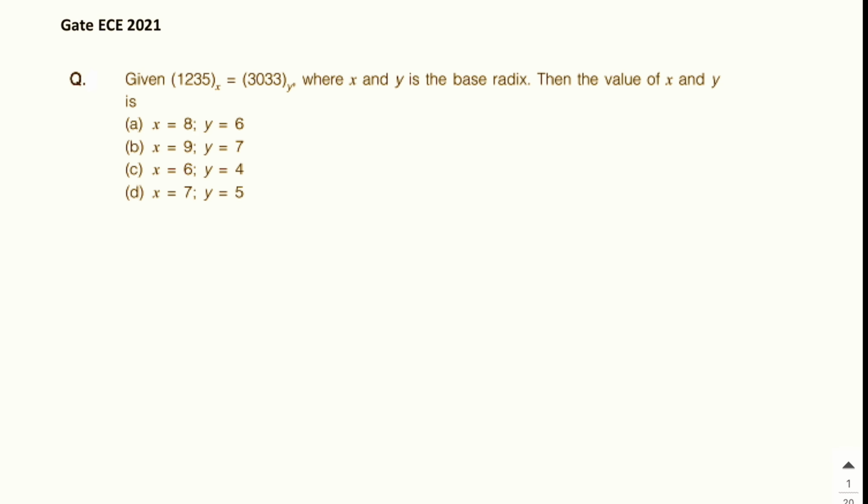So the first question is, given 1235 in base x is equal to 3033 in base y. X and y are the base, or radix. We need to find the value of x and y. To do this question, the best way is to convert both the bases, that is x and y, to the decimal number system. And we know for doing this, we need to multiply the digits with the positional weightages.